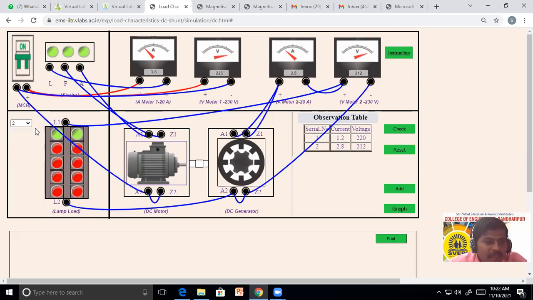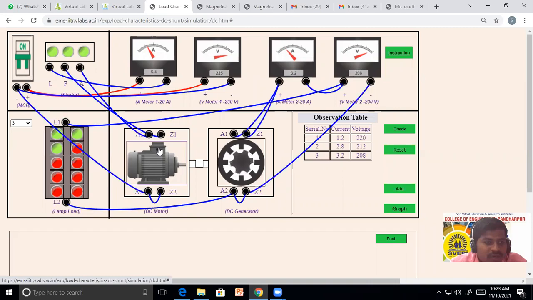Now similarly, if we increase the load, load increase केला, just I have increased the load. The third bulb will be on. Now if the third bulb is on, the current taken by the generator will increase and the voltage will drop. Voltage काय होते, ड्रॉप होते बघा, 220 होतं पहिल्या कंडिशनला. हळूहळू voltage will drop. Okay, now see, add this value to the table.